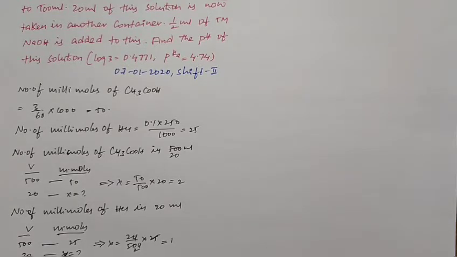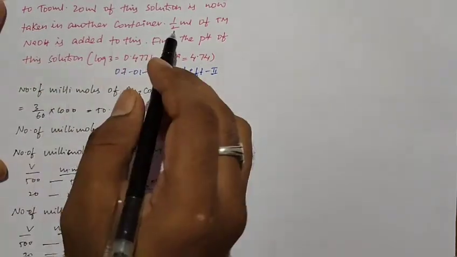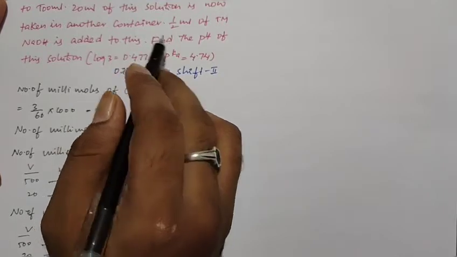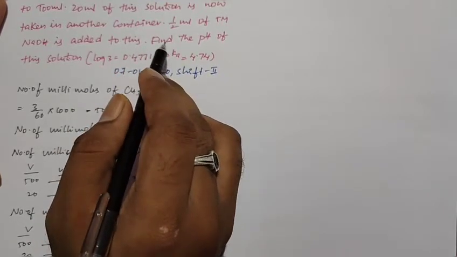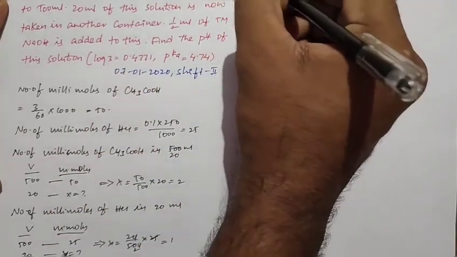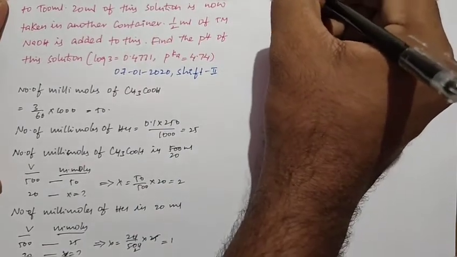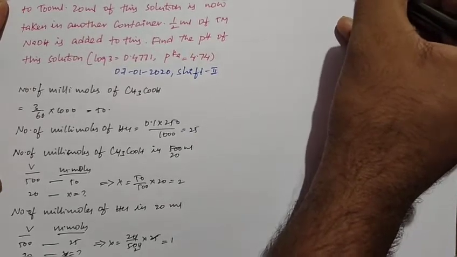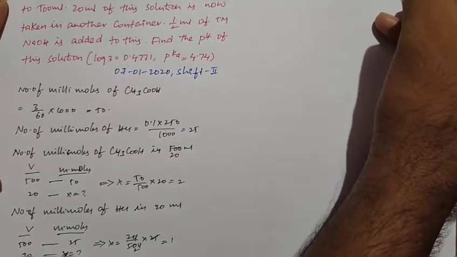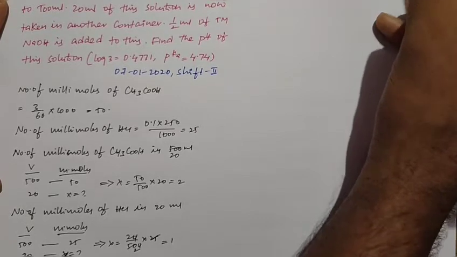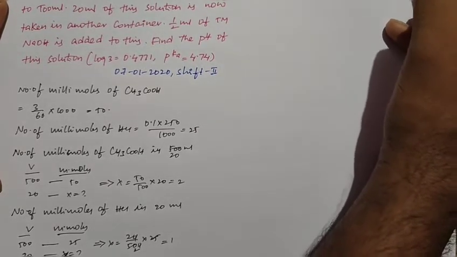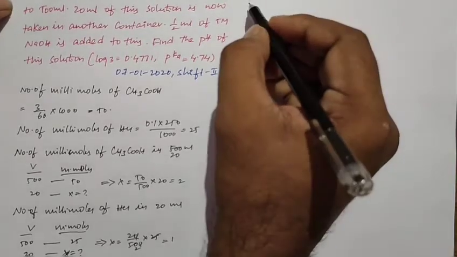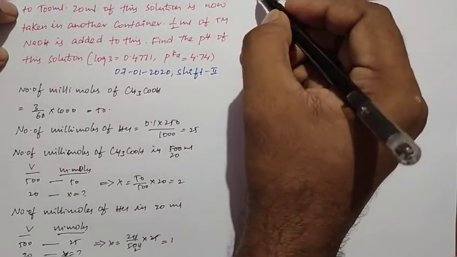Next they add the NaOH, 0.5 ml of 5 molar NaOH. So now we need to find the number of millimoles of NaOH. It is equal to normality 5 into volume 0.5 by 1000, we get 2.5 millimoles.